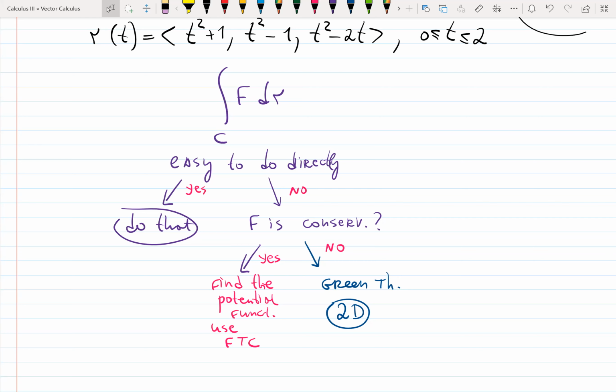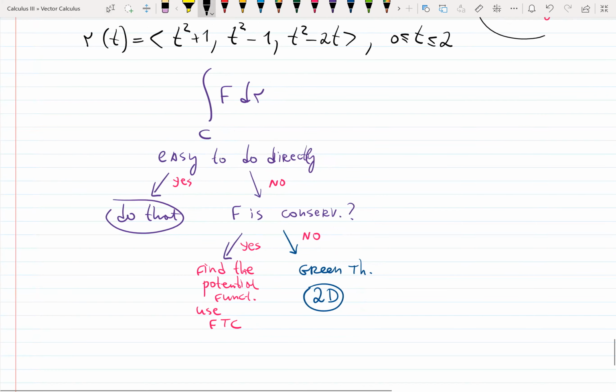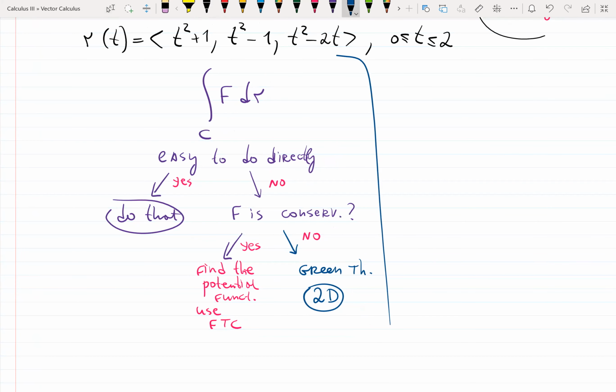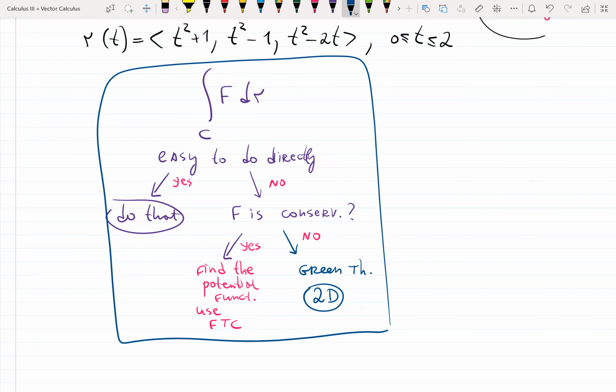Curl, because definitely curl and conservative fields will be on a test. Remember how we check if it's conservative in 2D? That was kind of simple. Mixed derivatives should match. In 3D, we just learn a new way. So who remembers how to check if it's conservative in 2D? This depends on the dimension though, so let me write it down here.